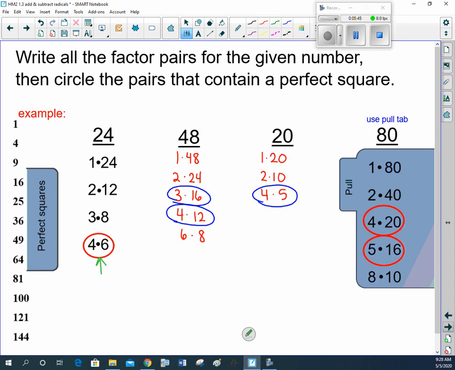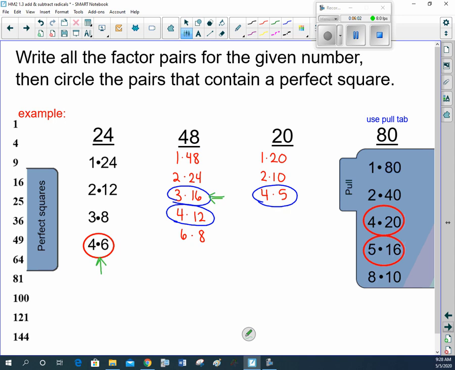48, I have 2 choices to pick from. I have a 3 times 16, that has a perfect square, and I have 4 times 12. 4 is a perfect square. Okay, you want to pick the highest perfect square possible. So if I were going to reduce this one, I would pick 3 times 16 as my factor pair.